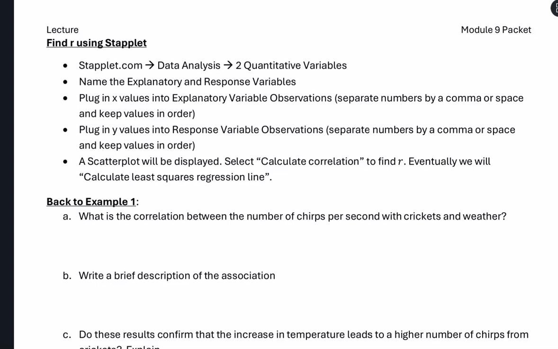So for scenarios where we want to find the sample linear correlation and evaluate the association between the two variables, we're going to use technology to find that value for R, since calculating by hand is very difficult and may lead to some calculation errors. So what we're going to do is we're going to Stapplet.